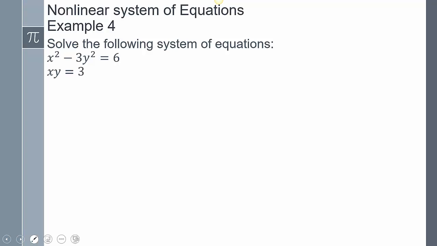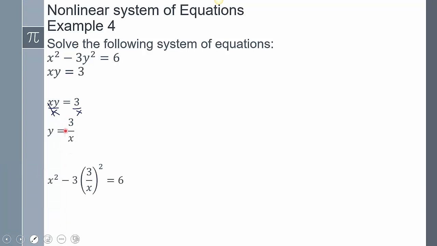Our last one here, example number 4. For this one, once again, because we don't have x squareds and y squareds to be able to do that with, we're going to have to use our substitution method. So with x y equals 3, if I divide both sides by x, the x's cancel out here, and that's how I get y equals 3 over x.